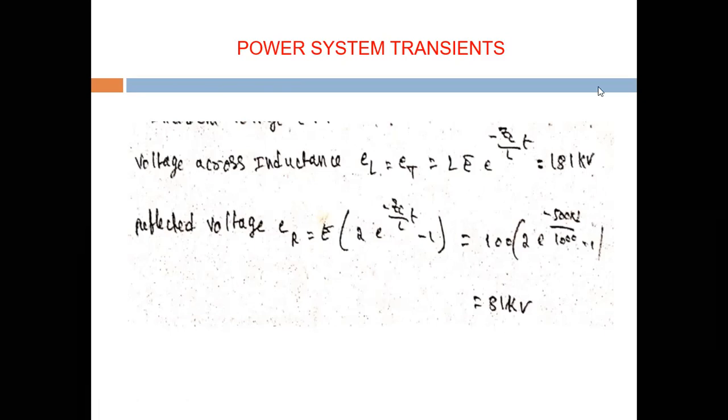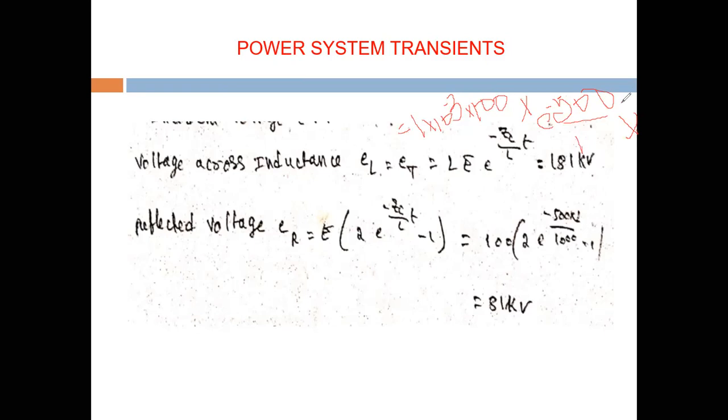Substitute those values. L is equal to 1 millihenry, milli means 10 power minus 3, into E, which is equal to 100, e power minus surge impedance, equal to 500 ohms, by L, where L is equal to 1 millihenry.